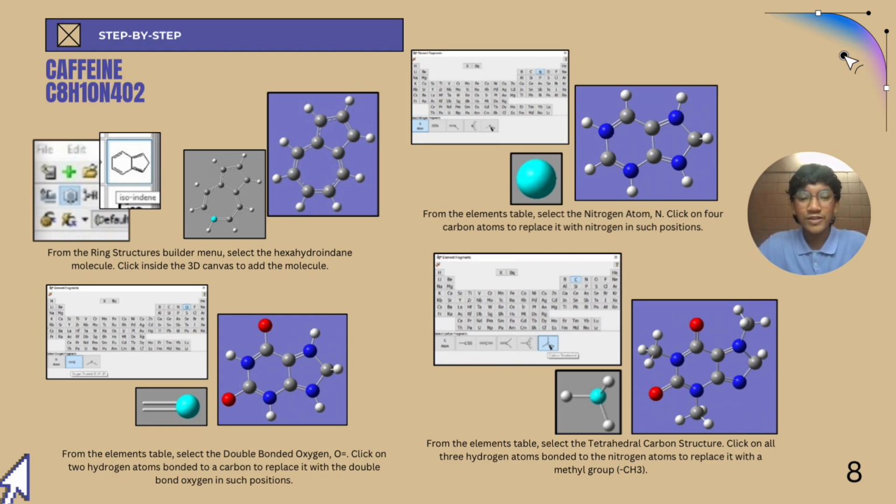And then go to the elements table again and select carbon, and make sure that you select the tetrahedral carbon. This is the carbon that is bonded to 4 other atoms. So now click on 3 hydrogen atoms to replace them with the carbon with the methyl group, which is CH3. Once you've done that, you managed to build caffeine.